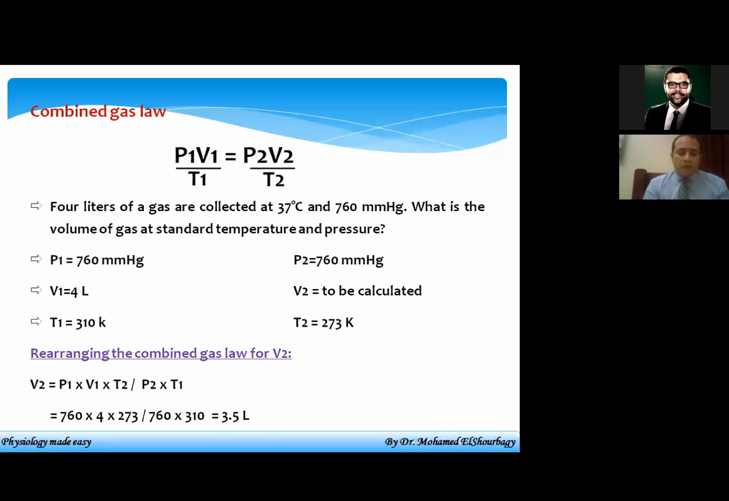So what about the combined gas law? In the combined gas law, the three are variables: the pressure, volume and temperature are variables. So P1V1 over T1 equals P2V2 over T2. This is an example where we can put the fixed values to find the variable, which is V2. Rearranging the combined gas law for V2, we then gain 3.5 liters of gas at the new temperature and pressure.